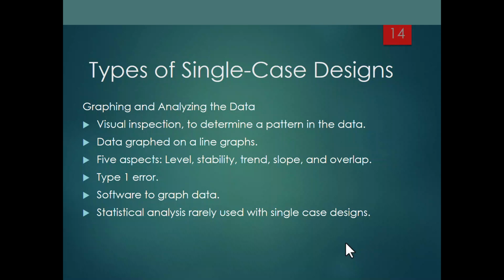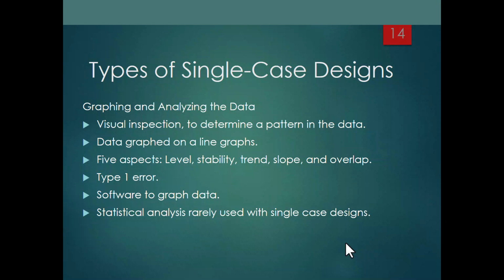The overlap is the extent to which the pattern in the data across phases overlap with each other. Less overlap means stronger evidence that change resulted from the intervention. Visual analysis may increase type 1 error. Results may appear to indicate that the intervention was effective, but this was due to how the data was graphed. For example, if intervals between data points are not the same.